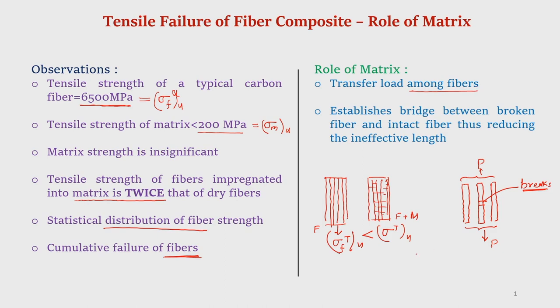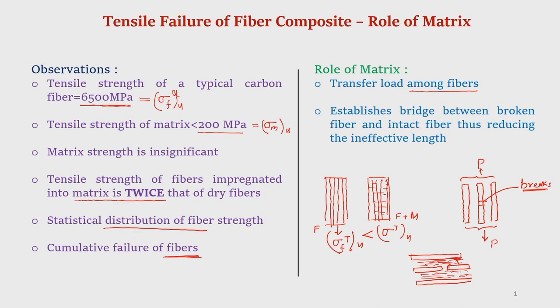You can understand that, suppose this is one fiber and suppose this fiber breaks, this is the broken fiber. Now if it breaks, if there is no matrix, it cannot take part in loading. But suppose they are bonded by this matrix, so what happens is the load from the broken fiber is transferred to the nearest adjacent fiber and vice versa.